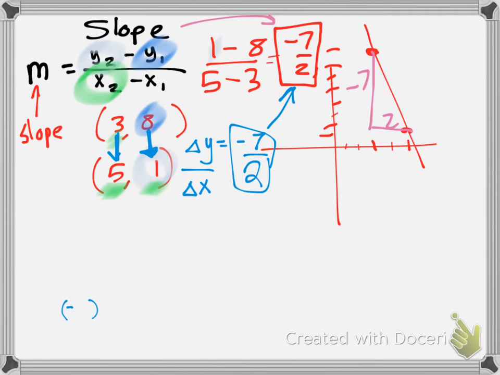So let's try that with another set of points. So let's go with 3, 9, 7, 14. So if we're looking at going from 9 to 14, that's up 5. And from 3 to 7, that's up 4. My slope would simply be 5/4. And that's a pretty quick way of getting the slope.